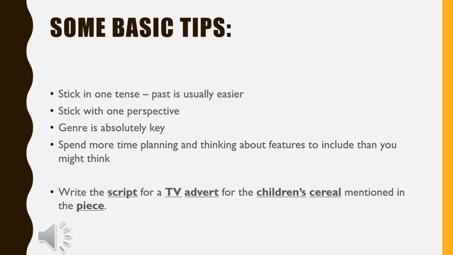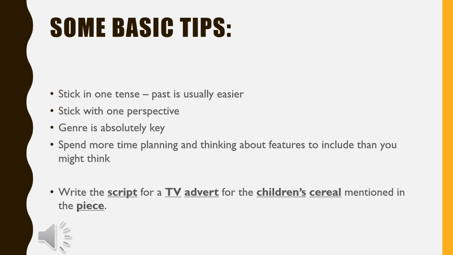Before we look at some examples, just some really basic tips. Number one, tense. This is a thing that people fall down on again and again and again. You don't have to write very much, so it should be easy to stick in one tense, but for some reason, for some of you, it's not. So stick in one tense. Don't try and do anything fancy. Past tense is usually easier. You know, tell a story as if it's already happened and you're thinking back on it.